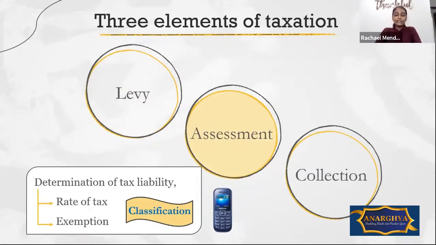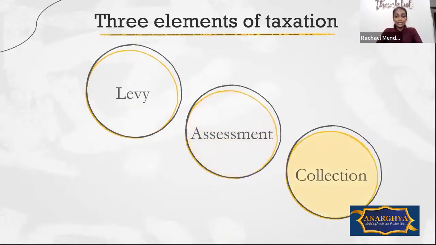So assuming we classify this product as a bar phone. Once you have classified the product as a bar phone, in order to determine the tax liability, you need to check the rate of tax that is applicable on a bar phone, and you also need to check whether the bar phone is eligible for any exemptions. So this will help you assess the tax liability on your bar phone. Once you have assessed the tax liability, you can move forward to collection, collect the taxes, and deposit them with the government.